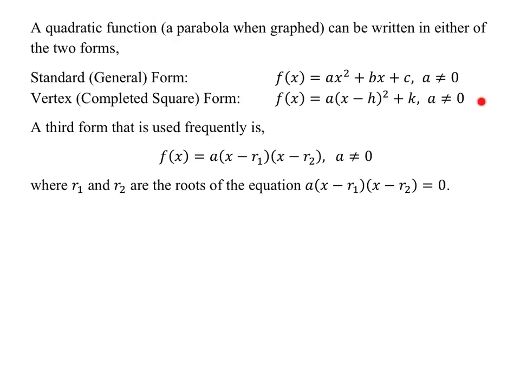That's standard form, and there's vertex form with the k value moved over instead of being over here. But why do you think this is called root or intercept form? Max? It shows you the intercepts. Very good. So, for example, if I had the following.